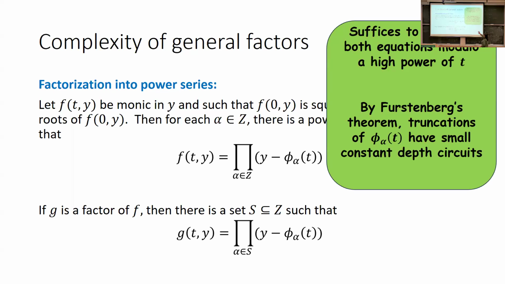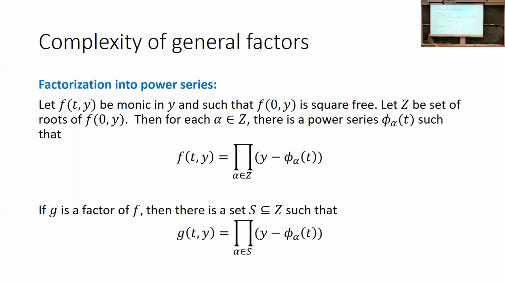So there is this expression. You can write f as a product of y minus phi alpha of t, where as you range over all the different alphas, you get all the power series roots of f. And every true factor of f is of the form: let's take a subset S, and take the product of y minus phi alpha of t for alpha only in S. So every factor of f is of this form.